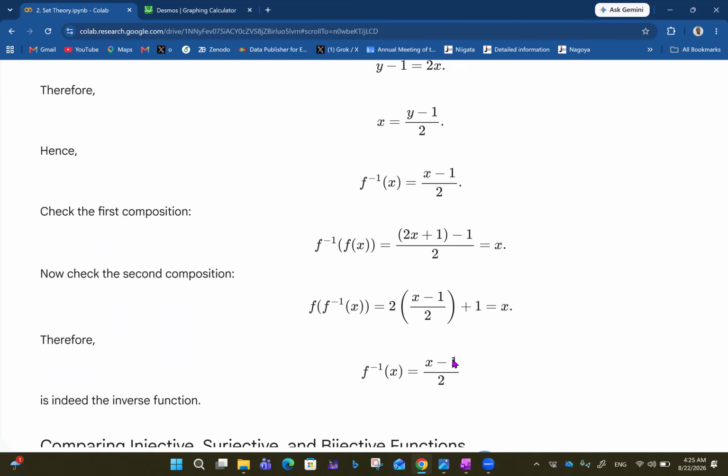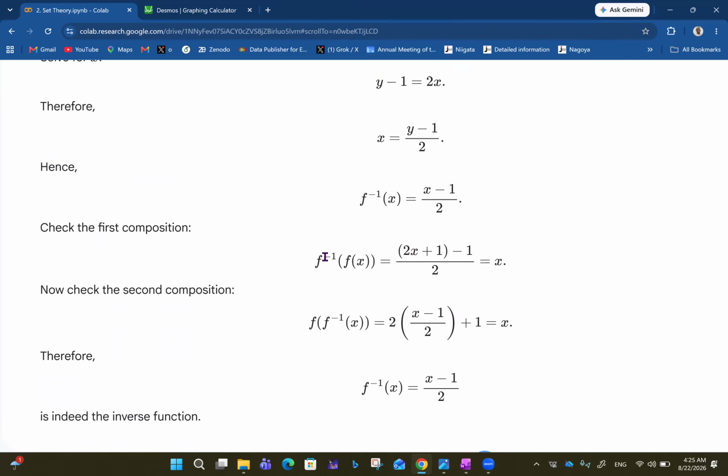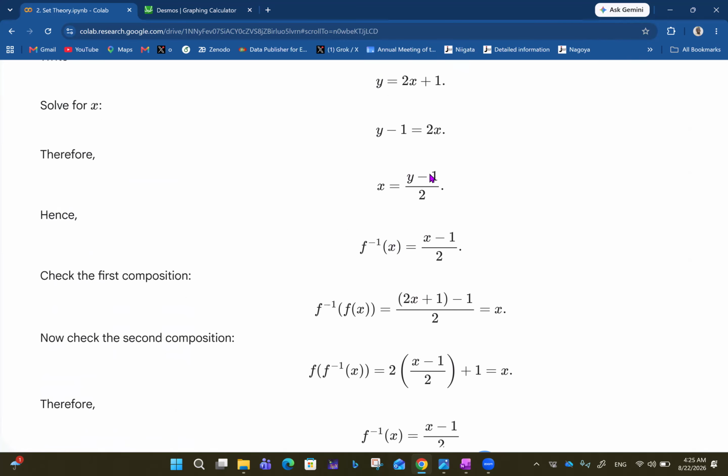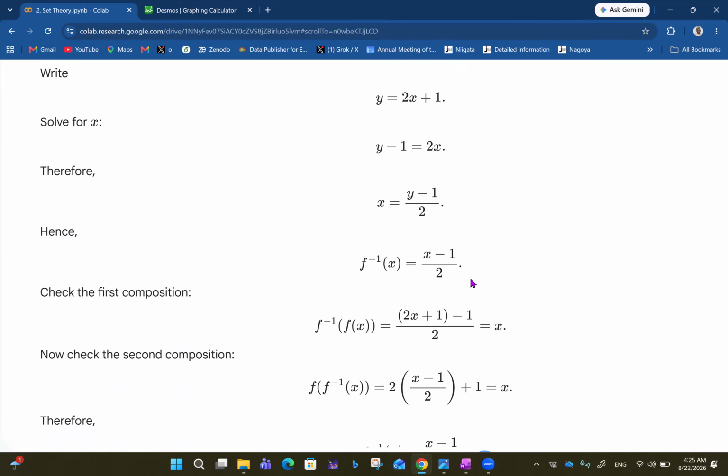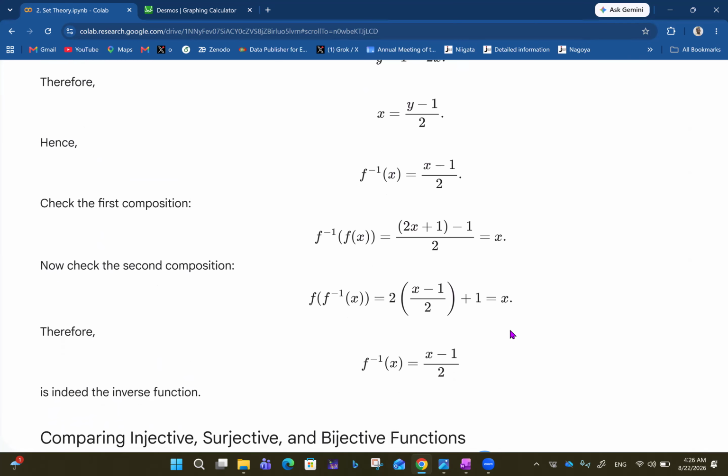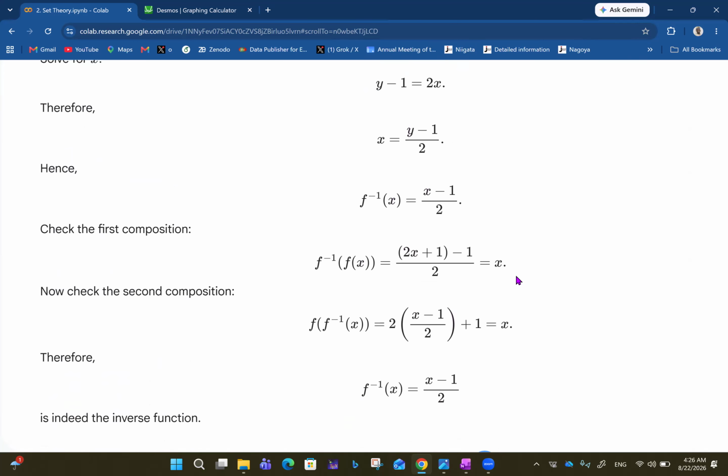So to check the composition now, you have f inverse of f of x. So this is f inverse of x now. So substitute f of x inside here. You know, f of x is 2x plus 1. So put 2x plus 1 back here. So you have 2x plus 1 minus 1 over 2; the 1 minus 1 goes. So you have 2x over 2, which gives you your x back. And of course, it's clear that f inverse of f of x is always x.